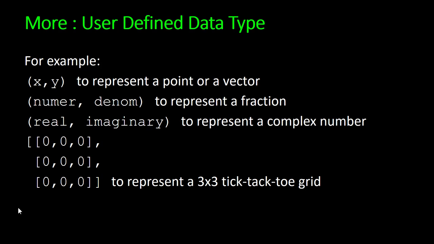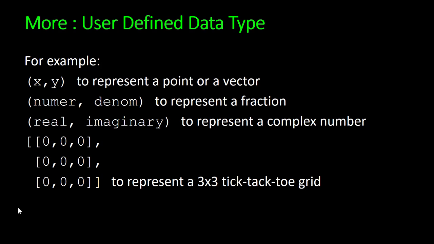Now, putting together data types like integers or floats, you can put them into an array, namely x and y, and use it to represent a point or a vector. Similarly, putting the numbers together in a tuple of this form, you can have the numerator and denominator to represent a fraction. And you learned in mathematics a complex number, you also can have the real component and the imaginary component to represent a complex number.